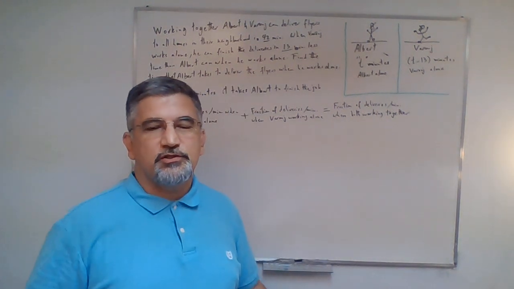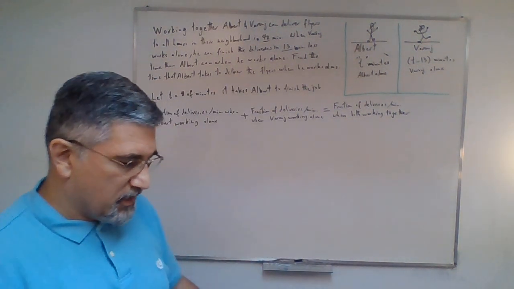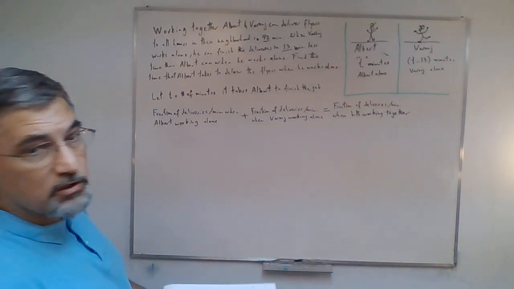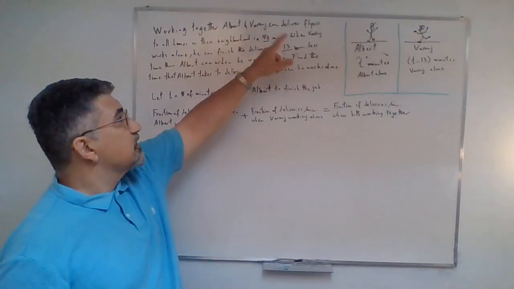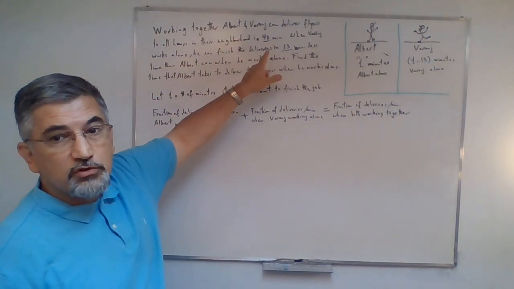Welcome to another session on word problems with regards to rational functions. We have another word problem here, and it says working together, Albert and Varouche can deliver flyers to all homes in their neighborhood in 42 minutes.